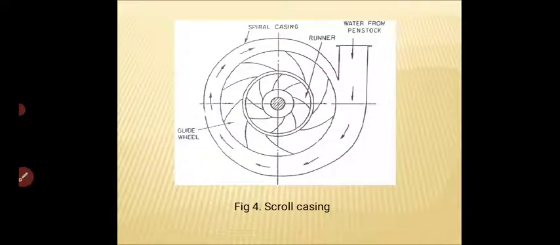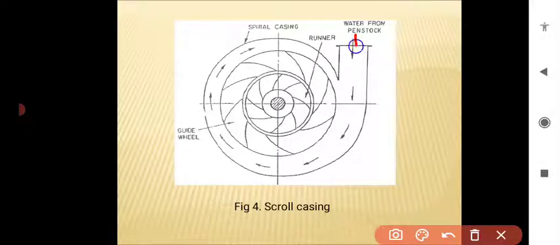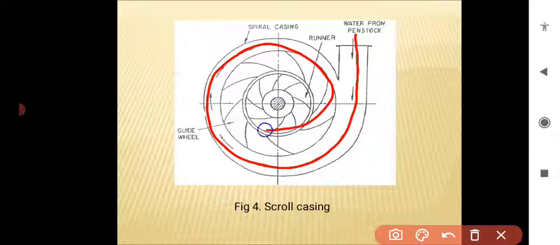Now observe this diagram, figure number 4. This is the outer scroll casing, which has an increasing cross-sectional area from the inlet towards the outlet.